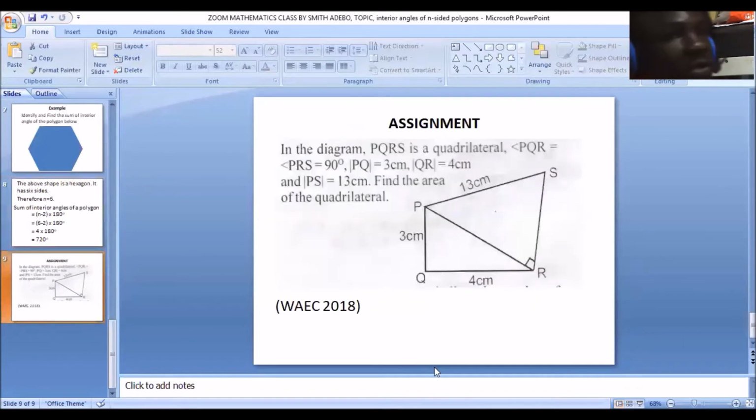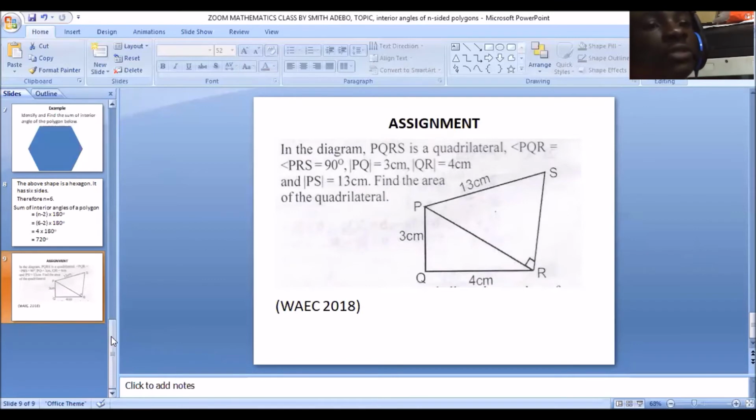Now the assignment to be doing is quoting from WAEC 2018. A diagram was given and then we are asked to find the area of the quadrilateral. Now this is a bearing application. Some angles were given, so you find the angle. By using the angles you'll be able to find other sides. Then by using the sides, you find the area of the quadrilateral. Your assignment will be submitted on the WhatsApp group.